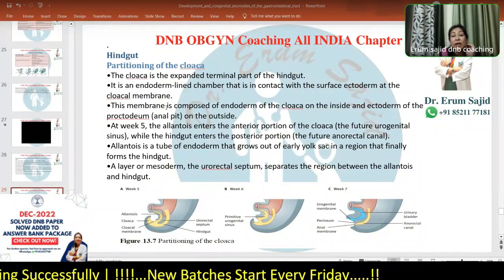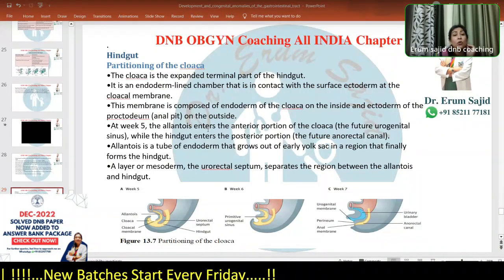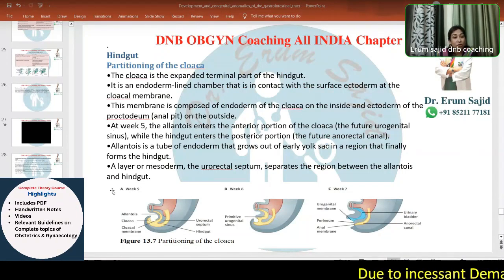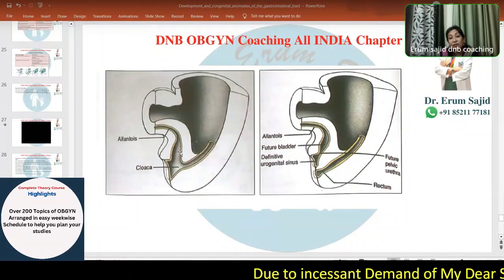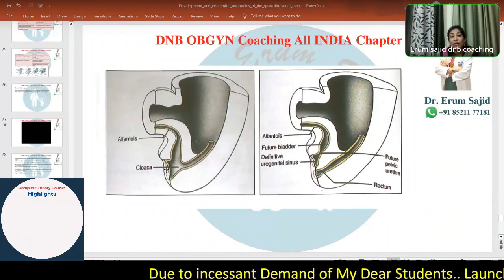So this membrane is composed of endoderm of the cloaca on the inside and ectoderm of the proctodeum on the outside. So the cloacal membrane actually has the endoderm inside and the ectoderm outside. I'll tell you later on. At week 5, the allantois enters the anterior portion of the cloaca, while the hindgut enters the posterior portion. This is the anterior portion, the allantois enters here, and the hindgut enters the posterior part of the cloaca. Okay, the cloacal membrane.